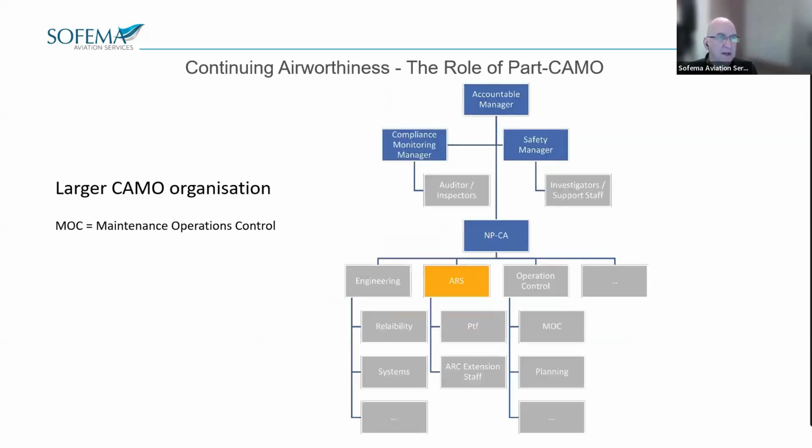A larger one, a more complex CAMO would integrate functions such as in-house planning, engineering functions, technical services, or even the Part 21 activities, but Part 21 is a separate approval. Reliability and maintenance operations control, or maintenance control functions for managing aircraft remotely, inline maintenance. Of course, these can be outsourced to other approved organisations by smaller CAMO companies, and often is.